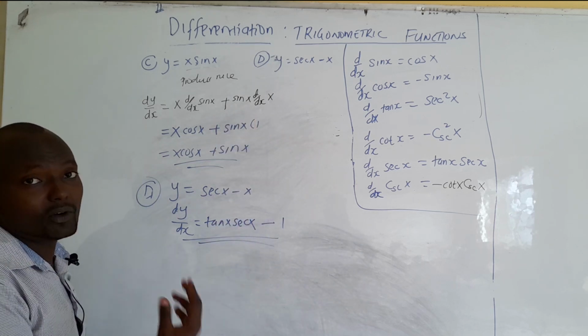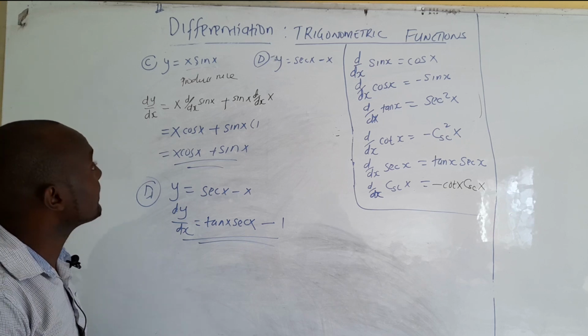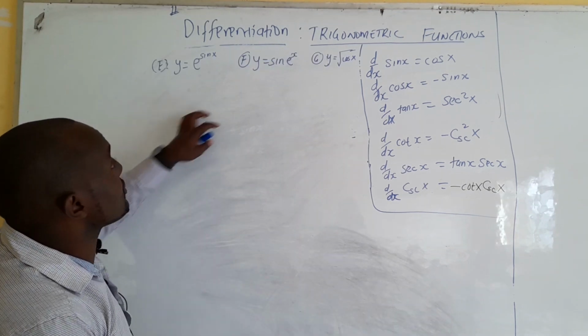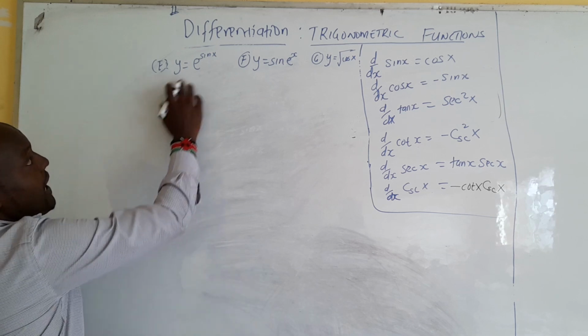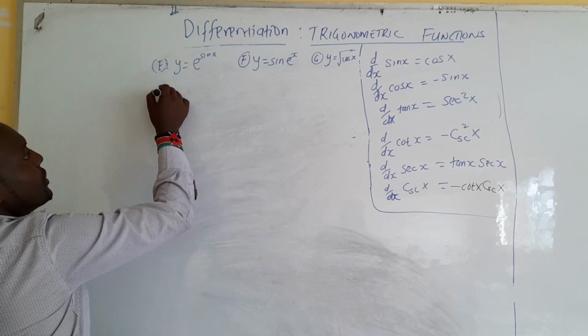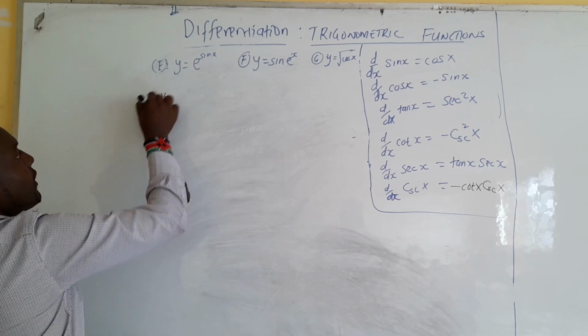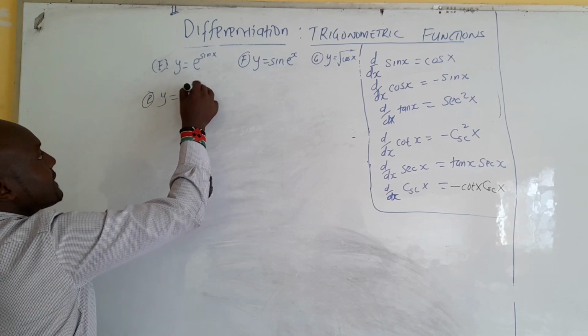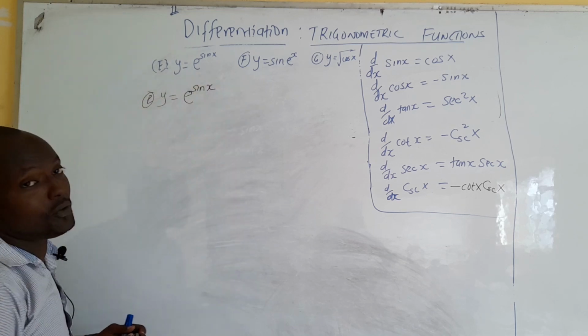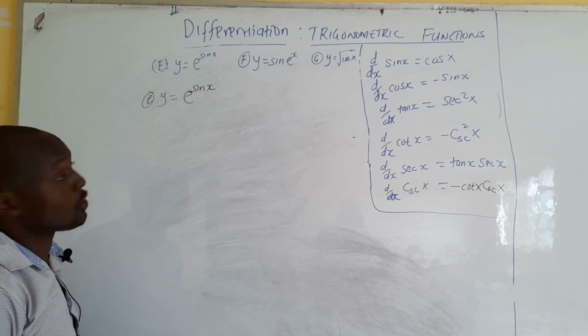Let me solve one more example, and we call it a day. I have decided to solve 3 more examples on the same. So y is equal to exponential to power sin x. With this one, we are combining exponential and trigonometry functions.